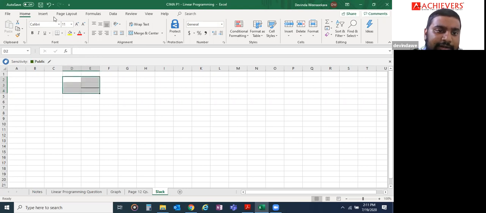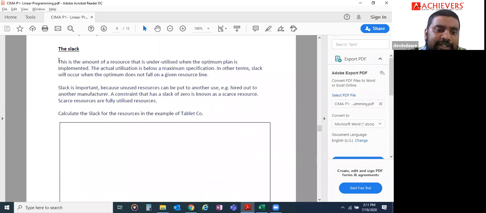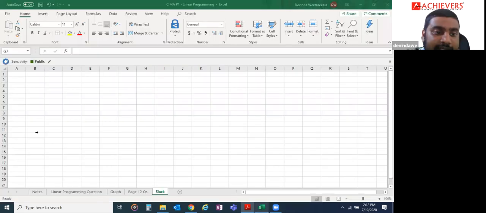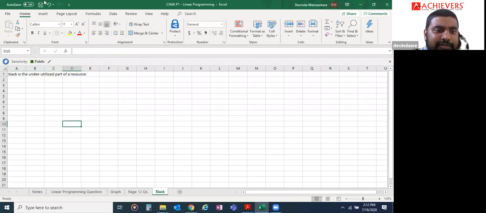So that is slack, guys. So let's learn how to calculate slack, right? So if you go through the note here, I have said this is the amount of a resource that is underutilized when the optimum plan is implemented, right? So before we go through the balance part of the note, let's understand how to calculate the slack. Slack is the underutilized part of a resource.